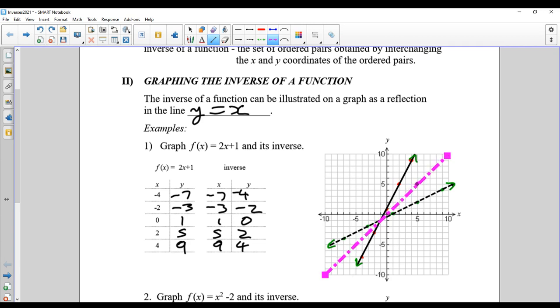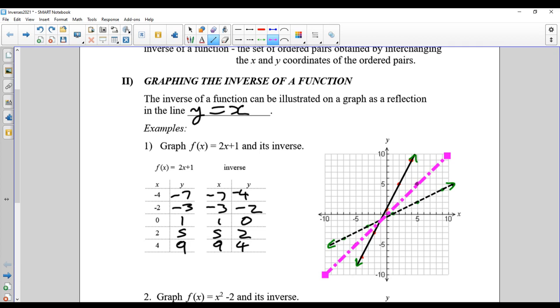Every single point on one side of this line is reflected across to the other side of the line. Remember, a reflection takes a point from one side of the line to the other side. So this point ends up on this side, and this point ends up on the other side. That's what a reflection does. And that's why the y equals x line represents the axis of reflection. Just as we could reflect across the x-axis and the y-axis, we can reflect across the y equals x line if we're looking for an inverse. Okay?